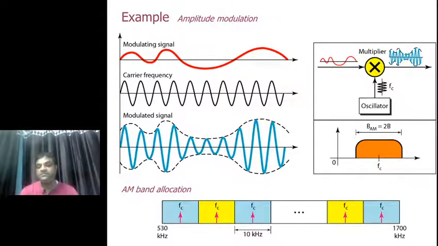In that way we represent. So if we see the bandwidth of the modulated signal, it is 2B, where B is the bandwidth of the modulating signal. We will explain why the bandwidth in the case of the modulated signal is twice B.